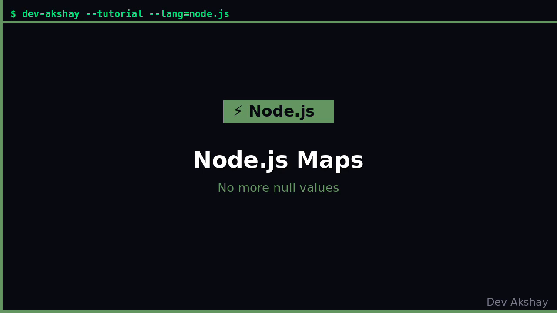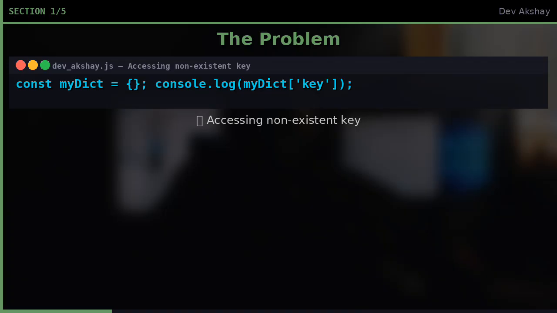Today we are covering Node.js maps to handle null values in a more elegant way. Now let me show you a common issue we face when working with data. We often encounter null or undefined values, which can cause errors. For instance, when working with a dictionary, trying to access a key that doesn't exist raises a key error. Watch what happens here when we try to access a non-existent key.